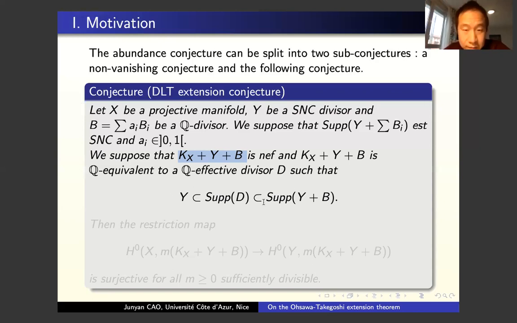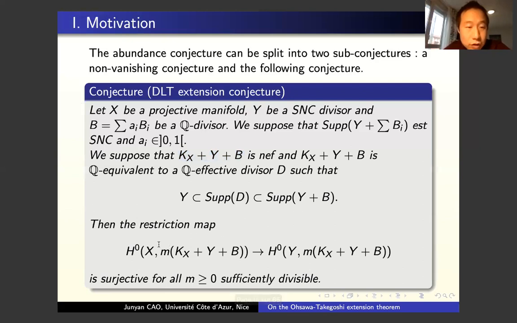Under this inclusion, they conjecture that we have the surjectivity of this restricted map. That's true for any M sufficiently divisible. So to prove the abundance conjecture, a very natural way is to prove first a non-vanishing conjecture, and after that to prove this DLT conjecture. But unfortunately, to prove this conjecture, it's still unknown.